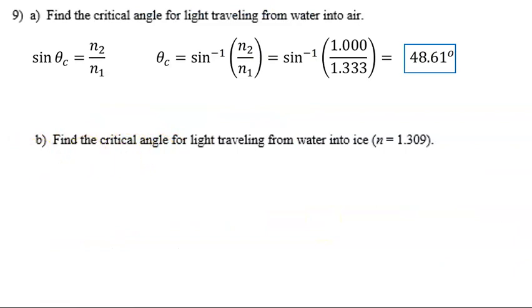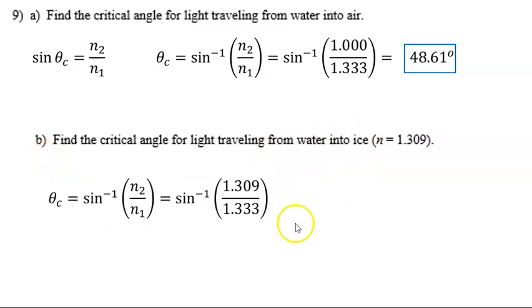Let's try letter B here. We just switch it up a little bit. We change the media. So we're still using this equation. What's N1 and N2 in this case? Well, it's going from water into ice. From water, that's N1, into ice, that's N2. So it should look like this. It's starting in the water, going into the ice.